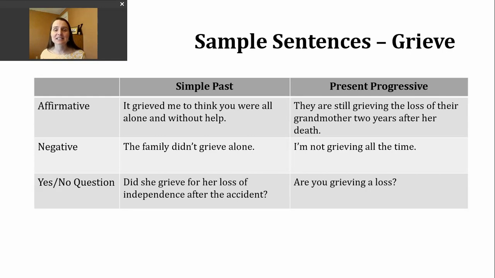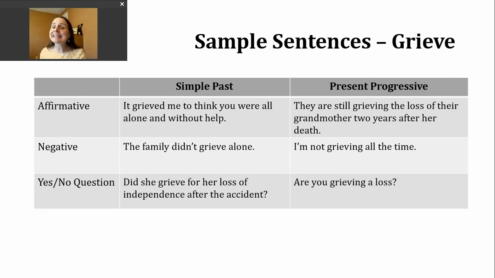Here's an example sentence. But I should say, after the be verb, we want to use the ing form of the verb. They are still grieving the loss of their grandmother 2 years after her death. And I think this is a good sentence for us all to be aware of and think about, that when we lose someone, that loss can stay with us for a very long time. It's not just that we're sad for a day or two or a week and then we're all better.